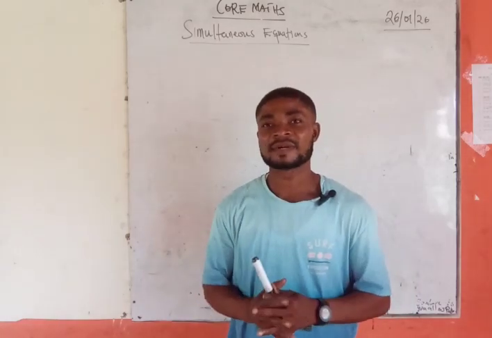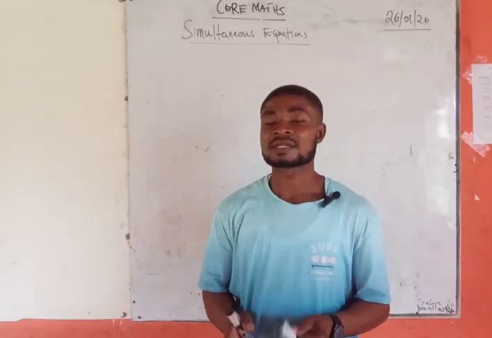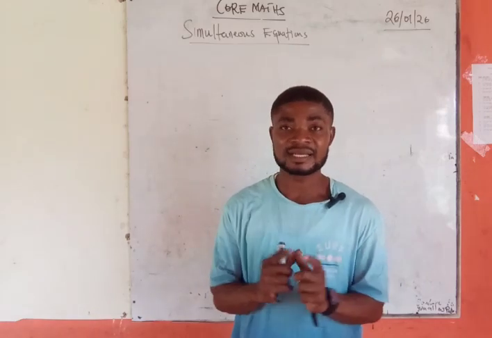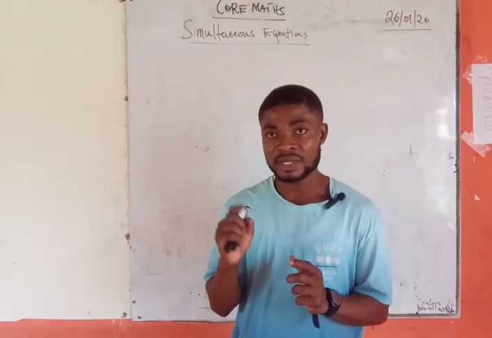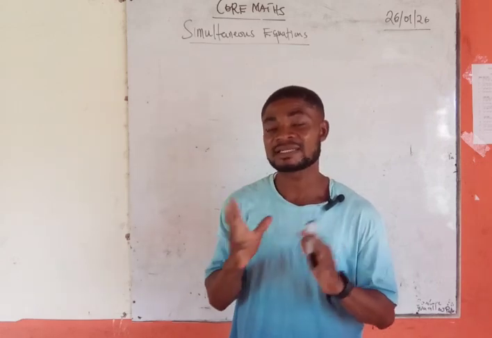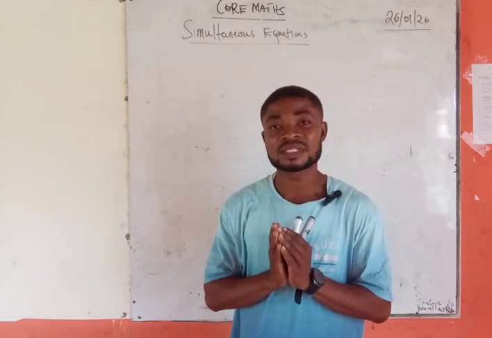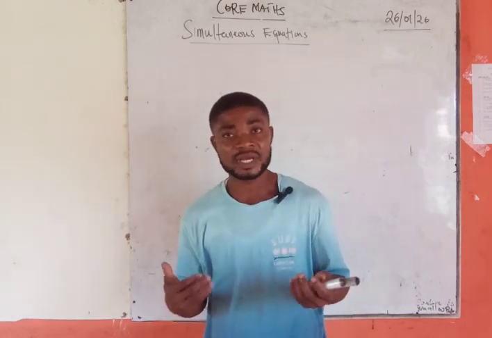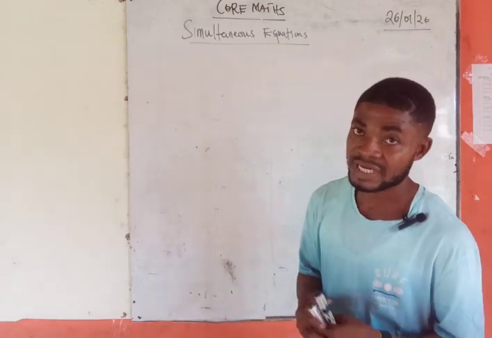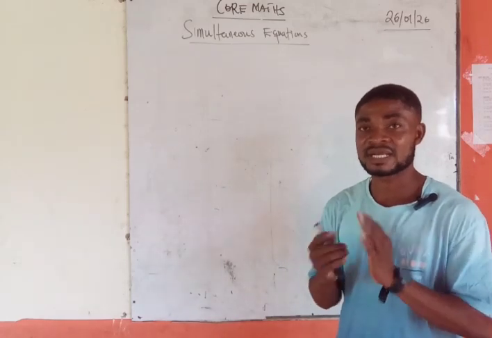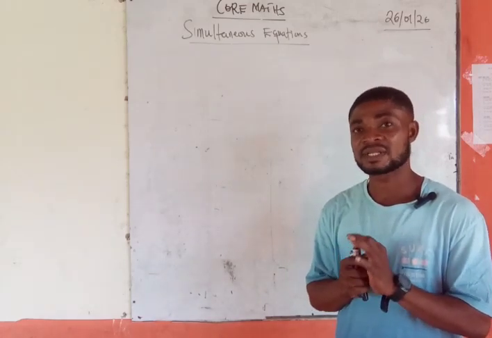Simultaneous equations in mathematics simply has to do with working with two or more equations at the same time. You can have a situation where you'll be working with three equations, or four equations, or you can have a situation where you are going to work with only two equations. That is what is meant by the simultaneous equation.